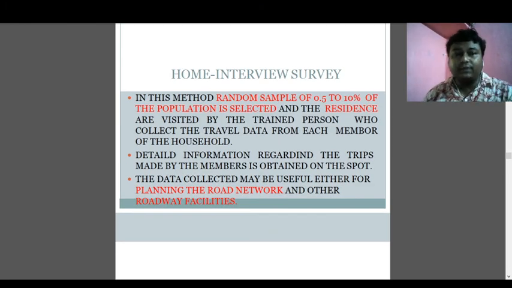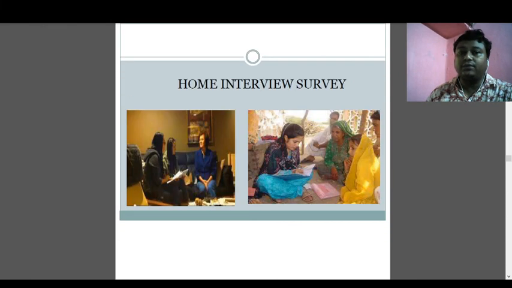Home interview technique. In this method, a random sample of 0.5 to 10% of the population of that particular area is selected, where you intend to conduct the home interview survey, and the residents are visited by a trained person who collects the travel data from each member of the household. The detailed information regarding the trips made by the members is obtained on the spot. The data collected may be useful either for planning the road network or for other roadway facilities. So these are some examples of the home interview technique.